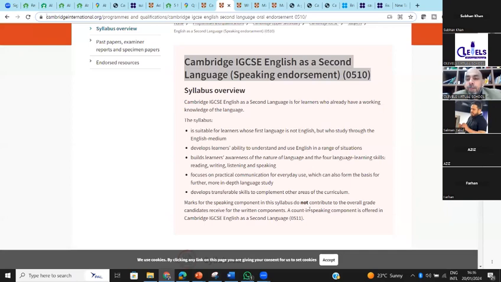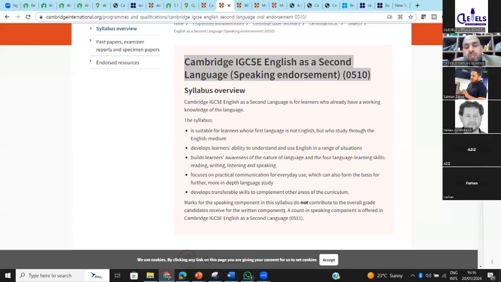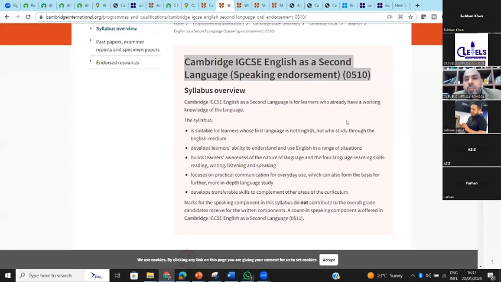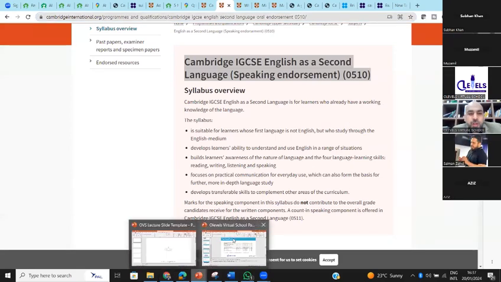Actually, sir, I request that when you have time, could you please share the complete picture: how many papers students have to give, and in what time? For example, if we give 0510, I see there are two papers in your slide. One is 2 hours, one is 45 minutes. So do we have to enroll for both papers? No. Okay. That's the question.